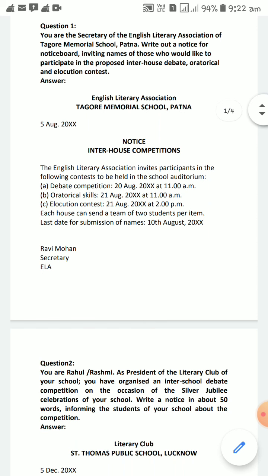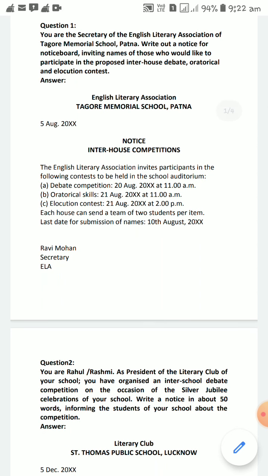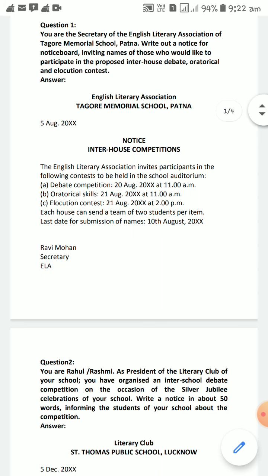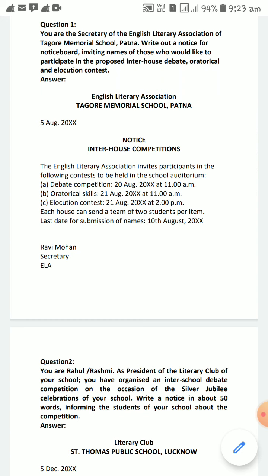Now it is about to end, so you have to end it within 50 words, so you can't write a lot on this. Each house can send a team of 2 students per team or per item. Per item means per category. So each house can send a team of 2 students per item. Last date for submission of names: 10th August, then you can specify a year. Then finally, a bit down, you write Ravi Mohan, Secretary ELA. Actually ELA is the short form of English Literary Association.